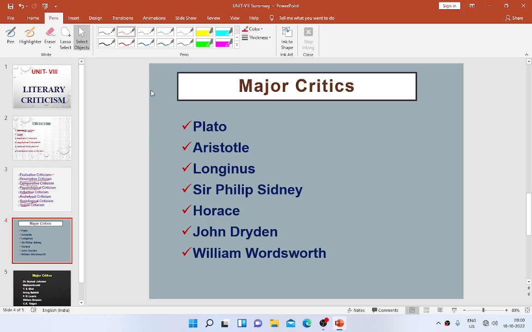The next writer is Aristotle, so we will discuss him now. Talking about Aristotle, he is the disciple or student of Plato, as we know very well. In the classical age of literary criticism, Aristotle is the second most important figure after Plato. His views were carried over by John Dryden. John Dryden also viewed the three unities presented by Aristotle. Those three unities are unity of action, unity of place, and unity of time.